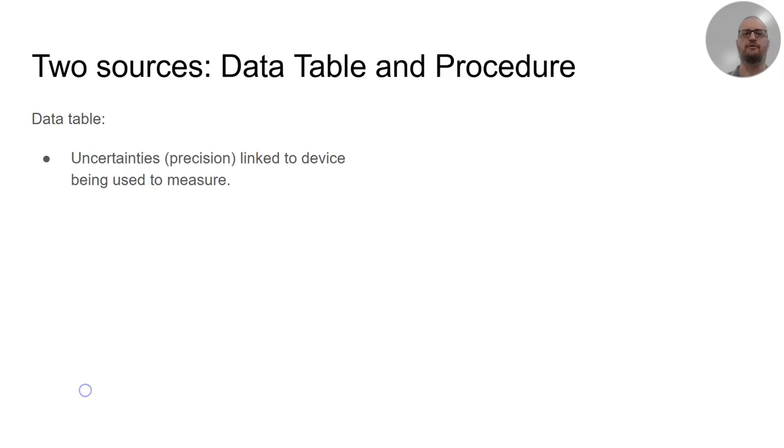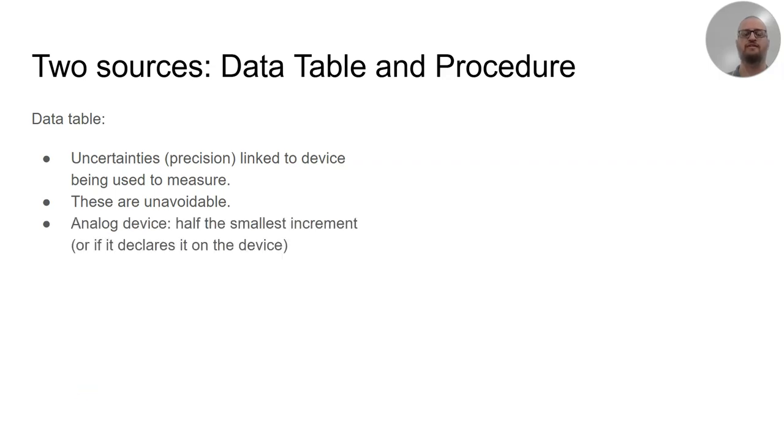In the data table, these are linked to precision, and they're based upon the device being used to measure. These are unavoidable. Every kind of measuring instrument has a level of precision which is estimated to a certain value, or what you might remember as significant figures. Now, if it's an analog device, meaning not powered, doesn't have a digital display, it's half the smallest increment.